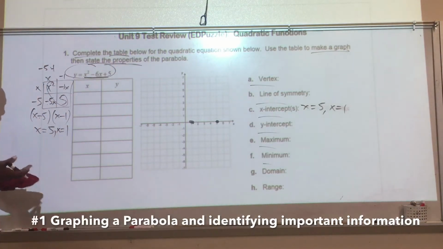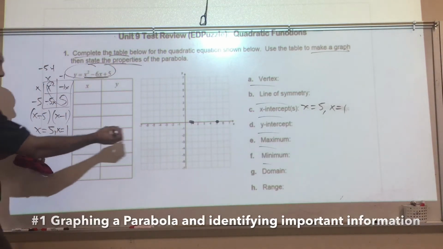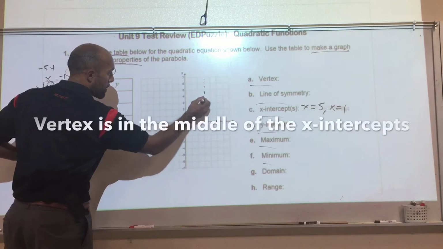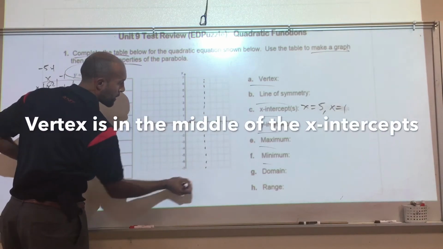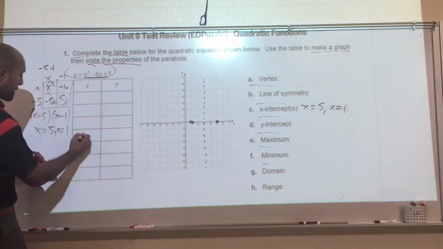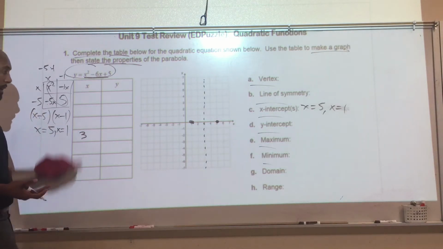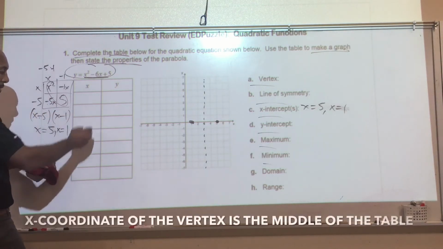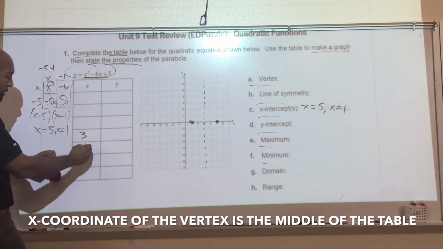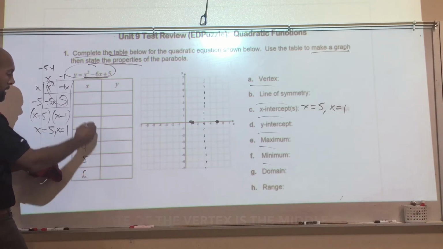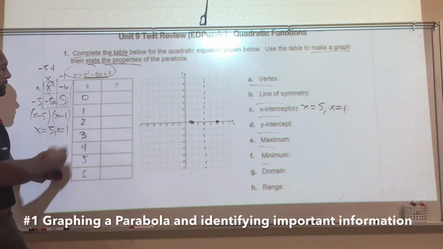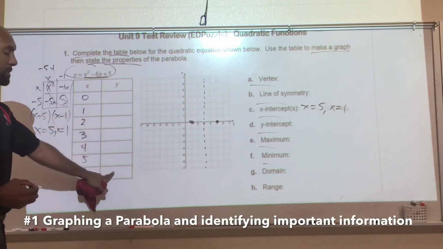Okay, so we already found that. Now I know that my vertex is right in the middle of those 2 points. And it's at 3. So that's what I'm going to put right in the middle of my table. Okay, so that's how I decide what goes here. So now I have to fill in the rest. If I'm starting with 3 here, that means below it it's 4, 5, 6, and above it it's 2, 1, 0. And then I have to figure out what's the rest here.